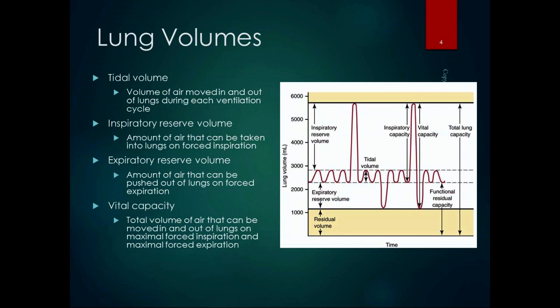So the inspiratory capacity is how much can you inhale on that forced inspiration. The vital capacity is the total volume of air that can be moved in and out of the lungs on a maximal forced inspiration and a maximal forced expiration. So it's basically all the other volumes combined. It's your expiratory reserve volume plus your inspiratory reserve volume plus your tidal volume. And that is our vital capacity. It's our total lung capacity. We also have a functional residual capacity, and that has to do with the elasticity of our lungs.